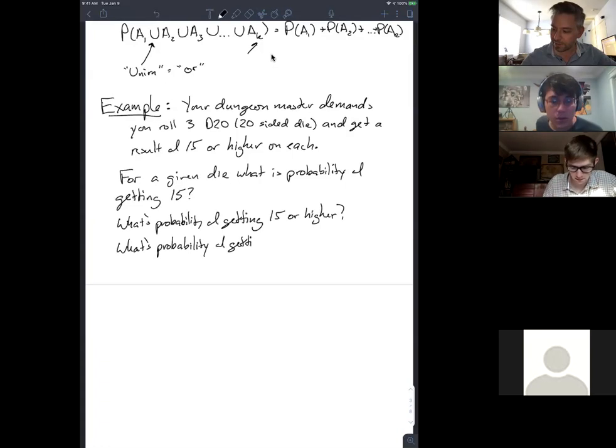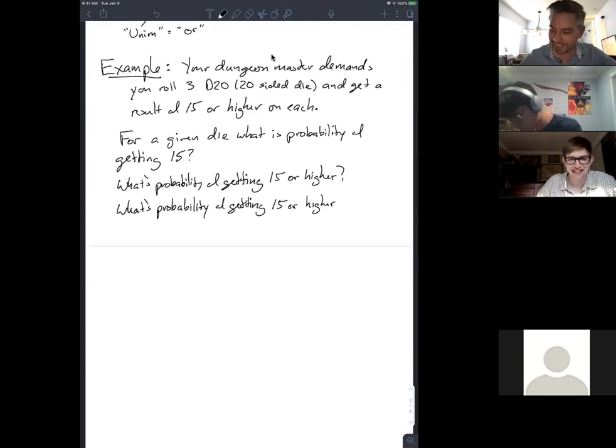I hope you all can read my chicken scratch. It's legible to me at least. Legible at least. All right, very good. Yeah, 15 or higher on all 3 rolls looks good. Okay, excellent. Glad to hear it.